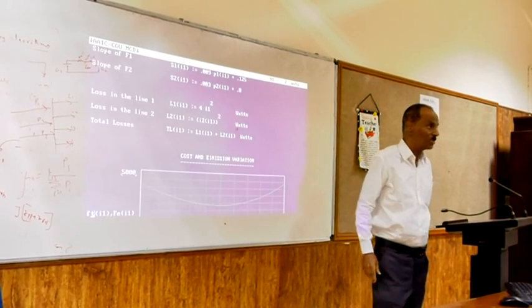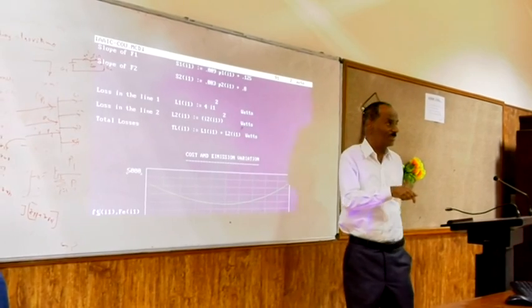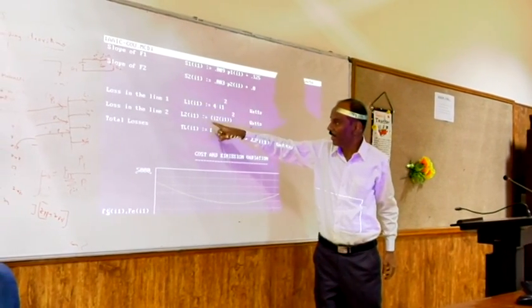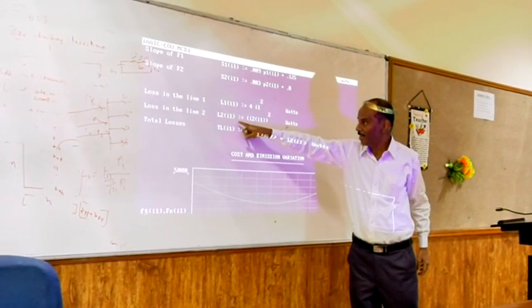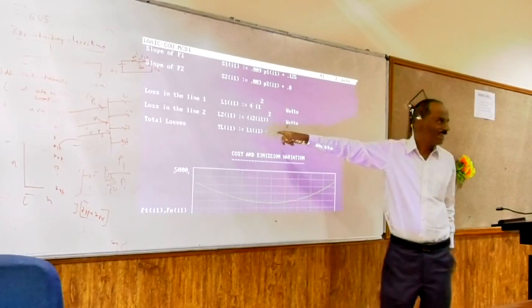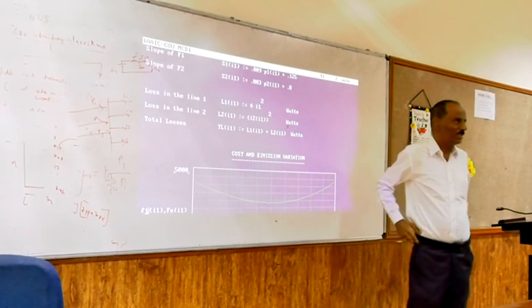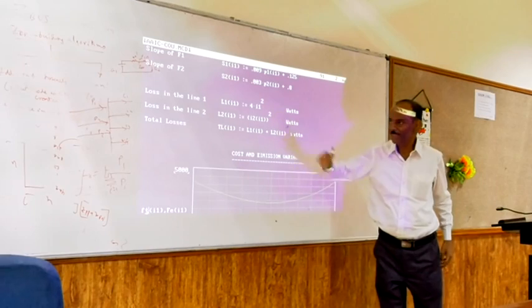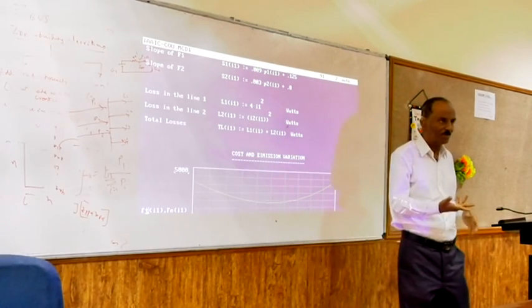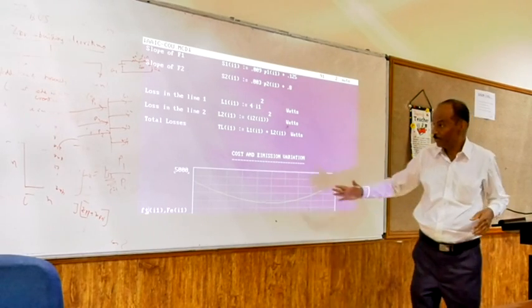See here, loss is also considered because we will minimize the loss also. How can we calculate the loss? 4 into I1 square. Here, loss in the second one, 1 ohms. That's why I2 square, because I2 is depending upon a function of I1, so I have done like this. Total loss is equal to I1 plus. Am I correct? So this you can directly plot it.